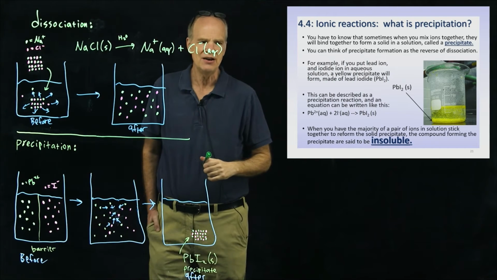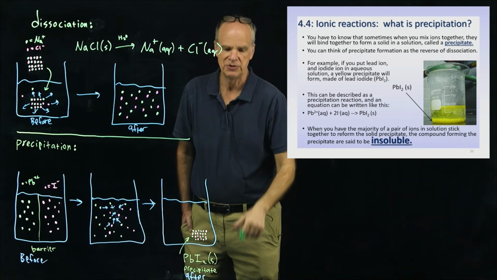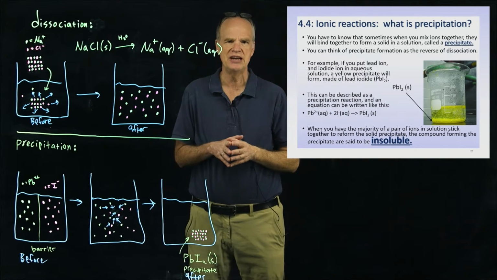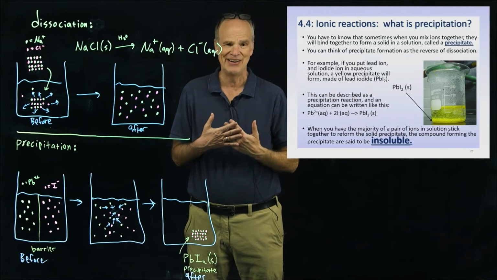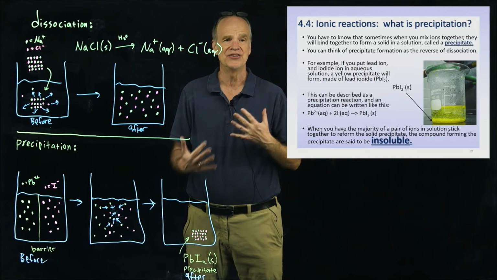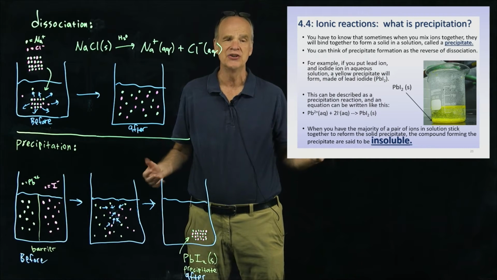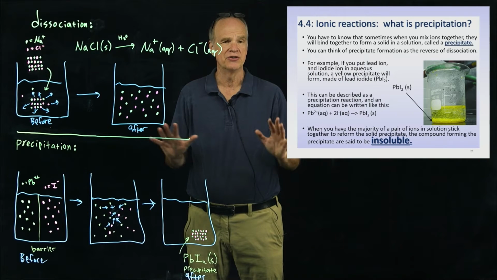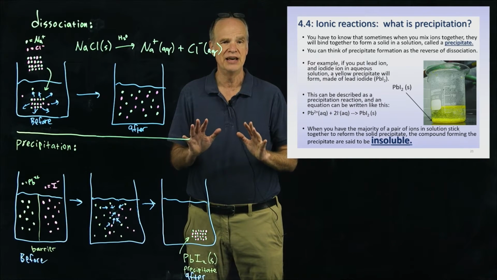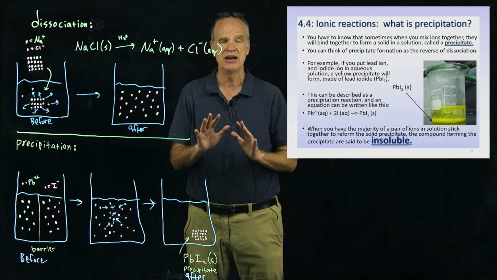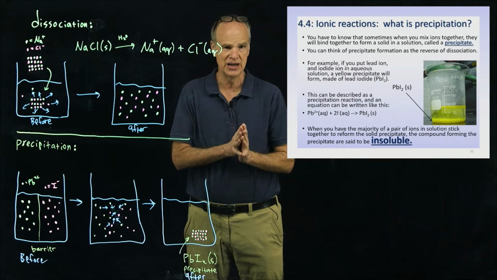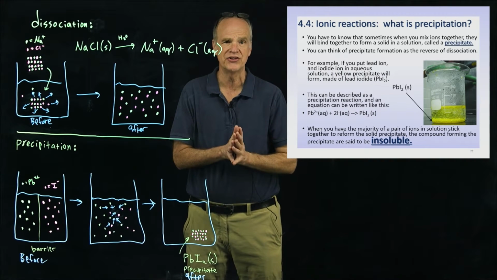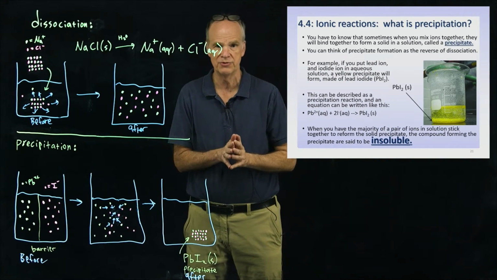Okay, so now let's talk about what precipitation is. It's really the opposite process. With dissociation, you saw a solid dissolving in water and separating out into ions. Precipitation is the opposite. You start out with ions that are dissolved in water, and then certain ions will stick together, clump together to reform the solid in water. And when that solid in water reforms, that is called a precipitate.